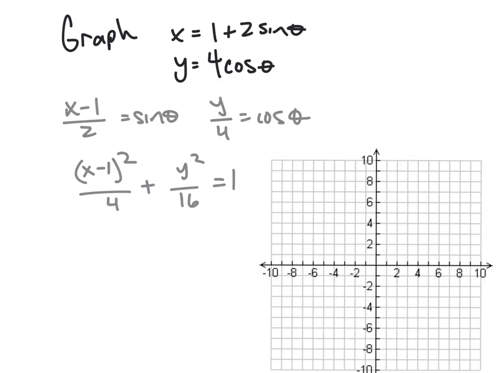So whenever I go to graph this, I know that it's centered at (1, 0). In the x direction, I'll go 2 in each direction. And in the y, I'll go 4. And then whenever I connect these things, because x was with sine, as we can see here, I know that this traveled in a clockwise direction.